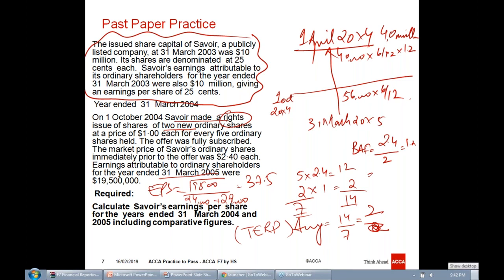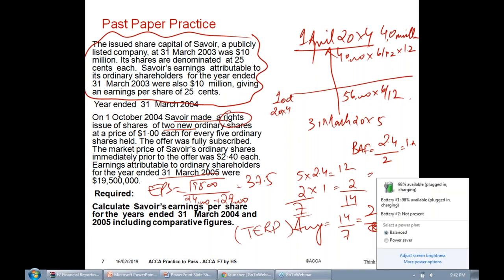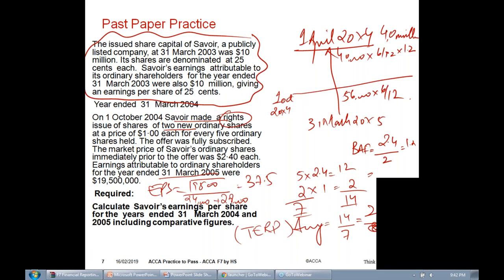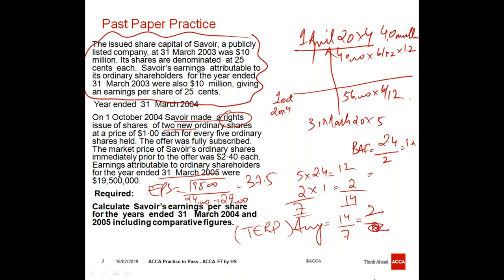How does 56,000 come? We have calculated it. Actually, what we have done is we have broken the shares into two parts. So we have calculated the number of shares for the first 6 months initially by multiplying 40,000 into 6 upon 12 into 1.2.